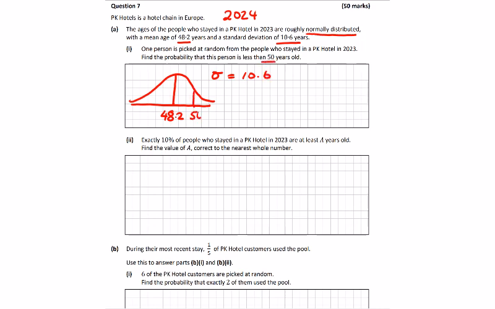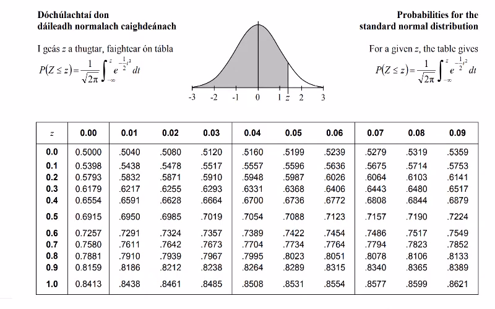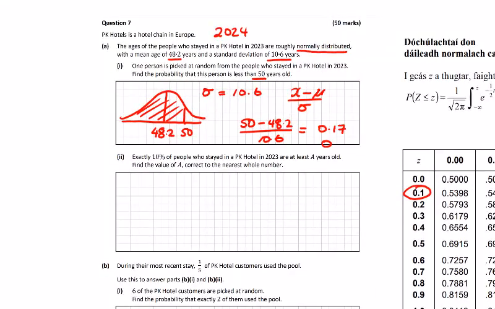Well, 50 is above 48.2. So we're looking for the area under the curve, or we're looking for a z-score. Our test statistic: x minus mu over sigma, 50 minus 48.2 over 10.6 gives me 0.17, so I need to find its z-score. Here's my z-score table. 0.17 is 0.5675.